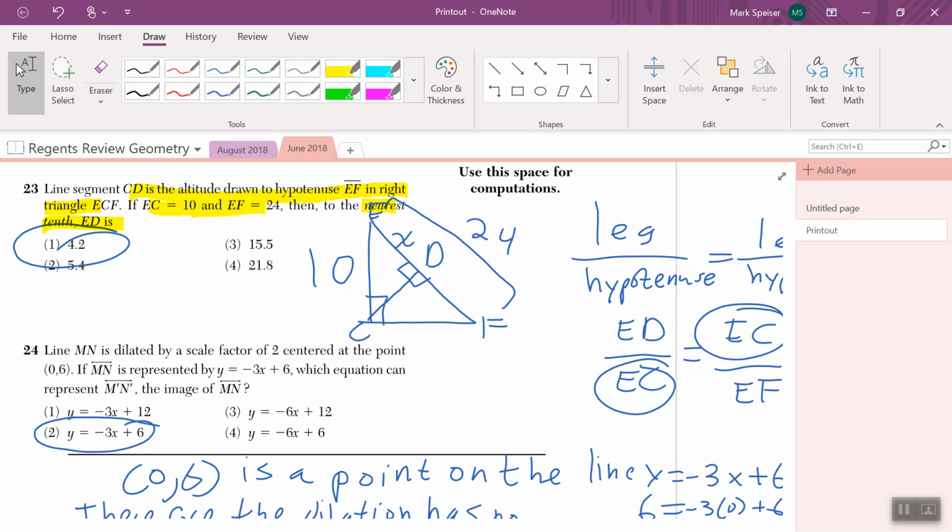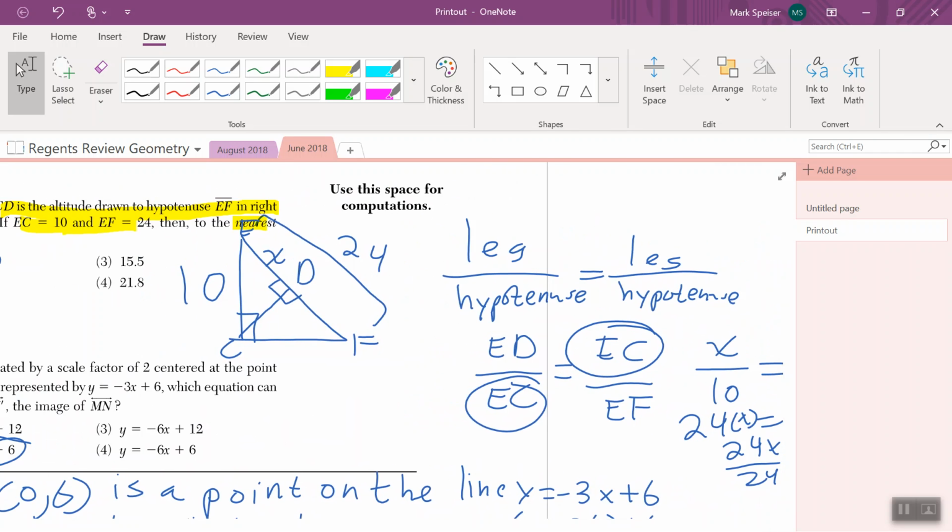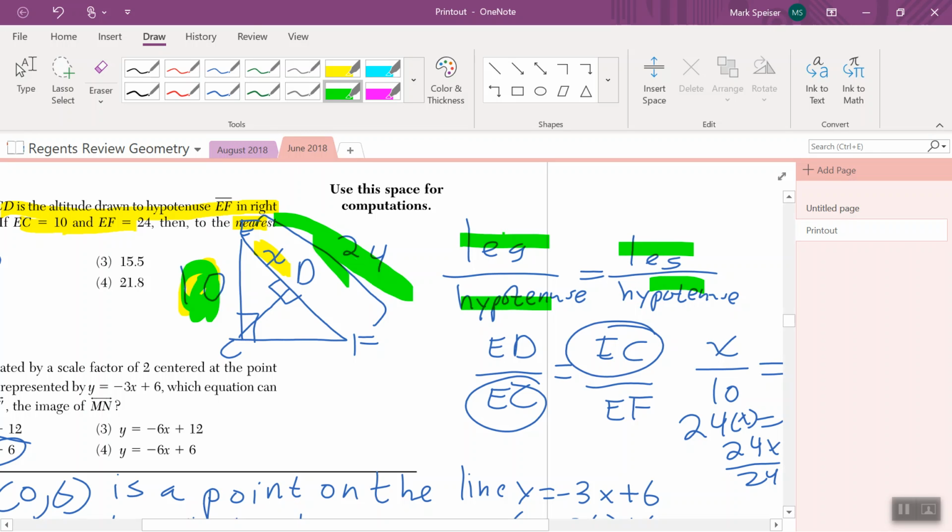We have leg is to hypotenuse, leg is to hypotenuse. So ED, right here, is a leg going to 10, this hypotenuse, so X over 10. And then you do this 10, which is now a leg, over the 24, which is the hypotenuse. So it's leg over hypotenuse equals leg over hypotenuse, or ED equals EC over EF. Anytime you have a right triangle, make sure that one of the angles is equal. It's known as a geometric mean. And you set it up.